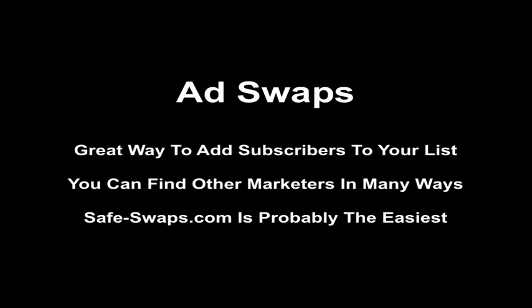You can find many other marketers in lots of different ways, but a website called safeswaps.com is probably the easiest. With SafeSwaps, you can hook up with other marketers, and you can do ad swaps with them. You can find people with similar list size to you and do an ad swap with these people. Ad swaps really are a good way to get traffic. But with ad swaps, you are going to need some traffic.